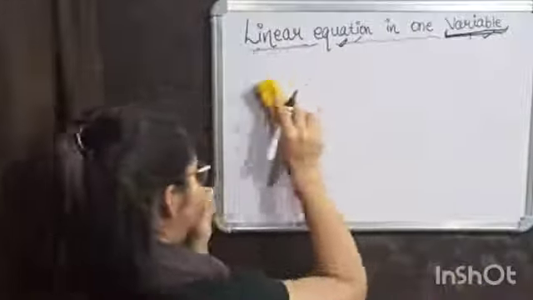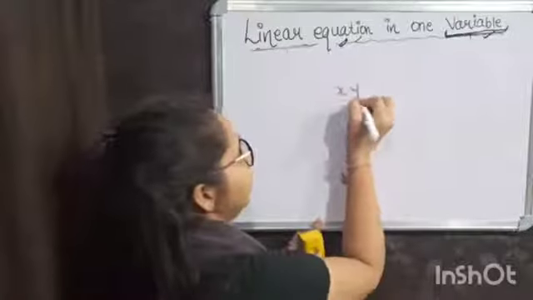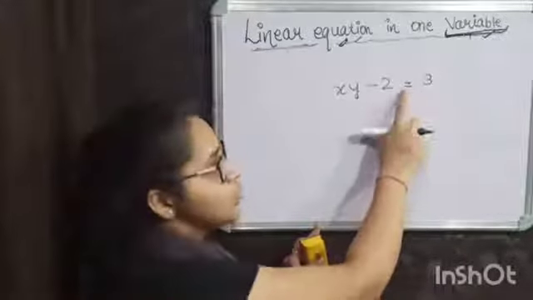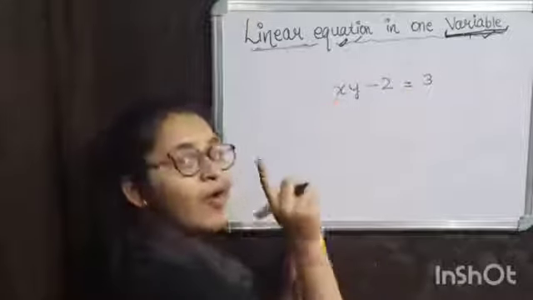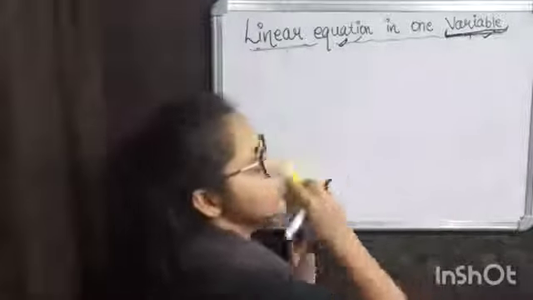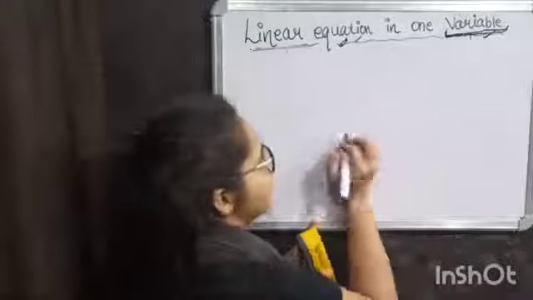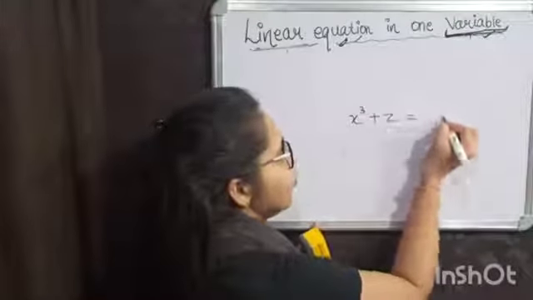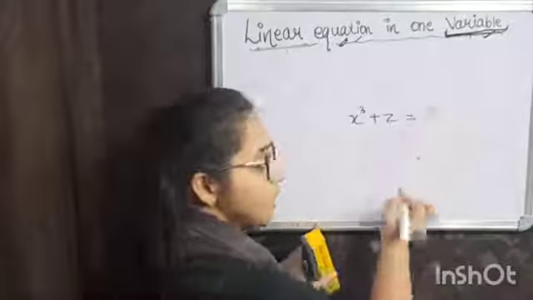Like if I am giving you the example, xy minus 2 is equal to 3. It is an equation, equal to sign is there. Variables are now x and y. Two variables. So it is not a linear equation in one variable. Let's take another example. If I take x cube plus z is equal to 4, is this a linear equation? Equation because equal to sign. Variables are 2, x and z. So it is not a linear equation.